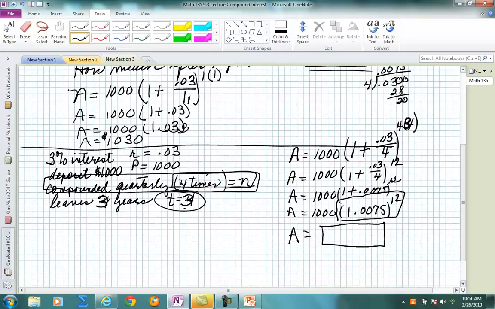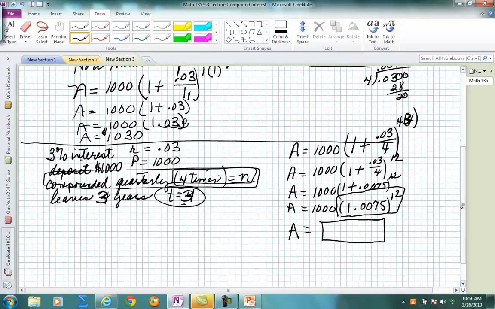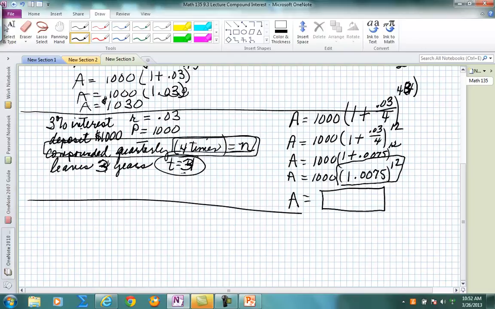All right, let's say that a person is depositing $1,500 in the bank. So the principal would be $1,500. They're going to earn 9% interest. And it's going to be compounded monthly.